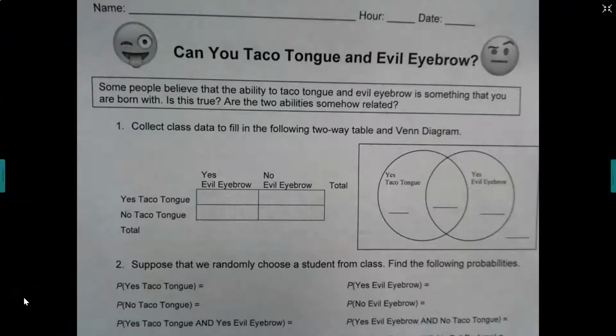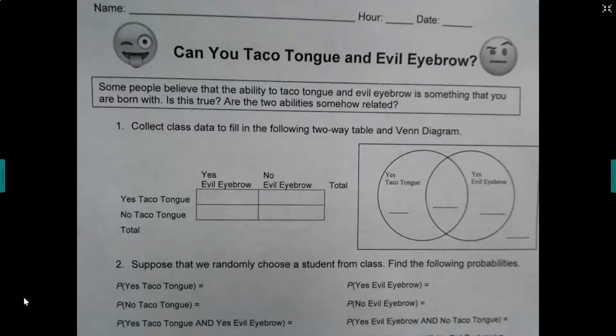Welcome to this video on two-way tables, probability, and the general addition rule, Venn diagrams, and probability. We have a lot going on today. By the end of this video, you should be able to apply the general addition rule to calculate probabilities, and you should be able to use a two-way table or Venn diagram to model a chance process and calculate probabilities involving two events.